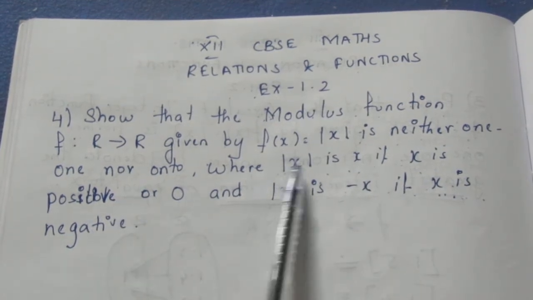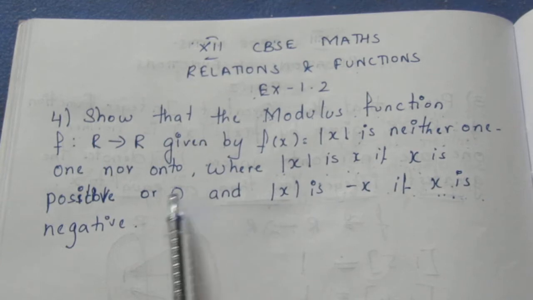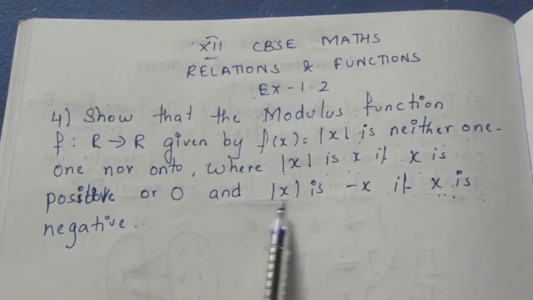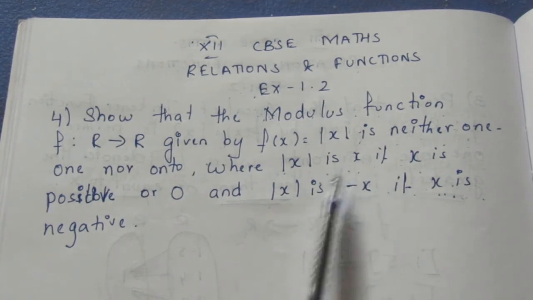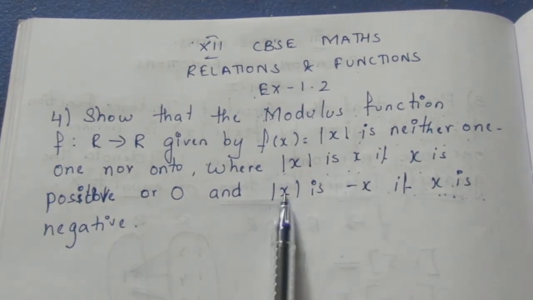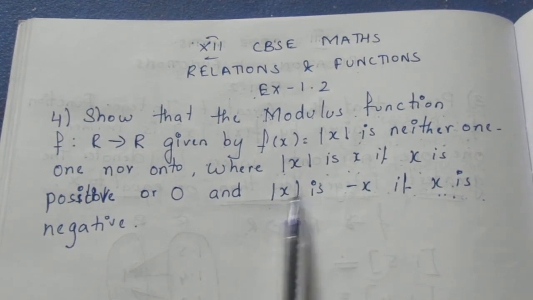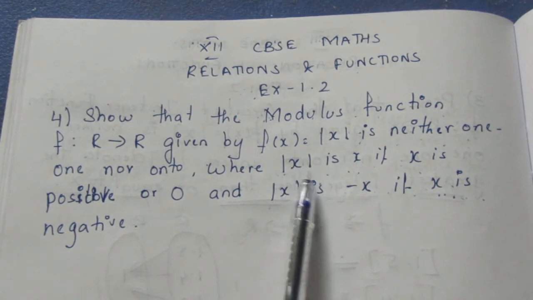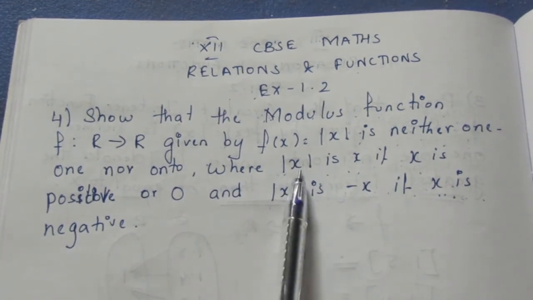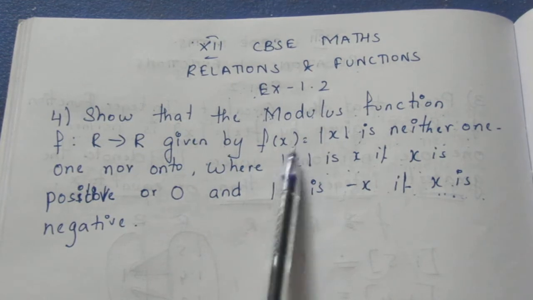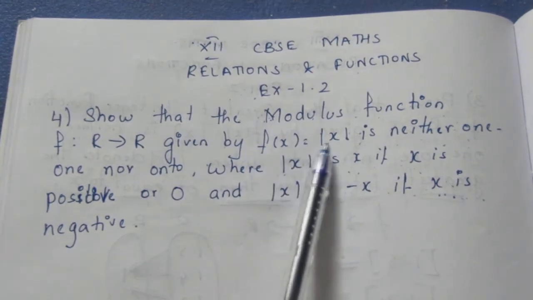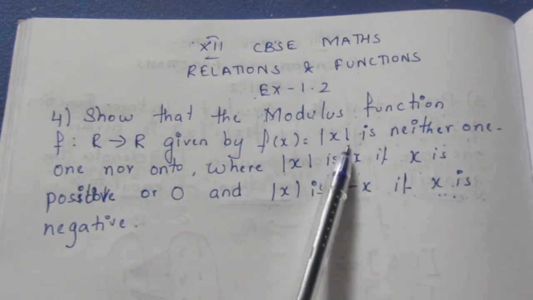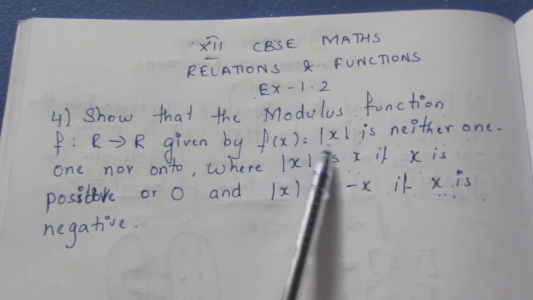Modulus x is x if x is positive, and modulus x is minus x if x is negative. So if x is negative, we need to substitute as minus x; here we need to substitute as plus x. Anyway, it is a modulus. Though it is plus or minus, the resultant will be a positive number. The f of x will be a positive number because it is of modulus, whether we substitute a negative number or a positive number.